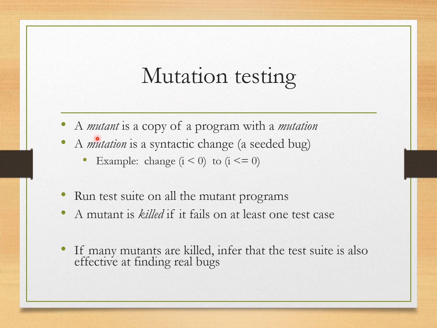Mutation testing. A mutant is a copy of a program with a mutation. A mutation is a syntactic change, a seeded bug. Example, change i less than 0 to i less than or equal to 0. Run the test suite on all the mutant programs. A mutant is killed if it fails on at least one test case. If many mutants are killed, infer that the test suite is also effective at finding real bugs.